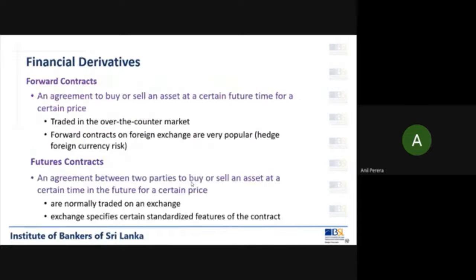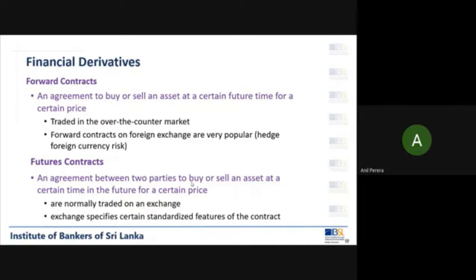Now let's look at these derivatives in a detailed manner. Detail in the sense I'm just introducing these derivatives. We are not going to discuss how these work in financial markets, how these are priced. The operational part we are not going to discuss because that is beyond our purview. We are just introducing these instruments because in your exam you only need to have some basic understanding about these instruments, some definitions and how they are used for certain purposes. That is what we need to answer in the exams.